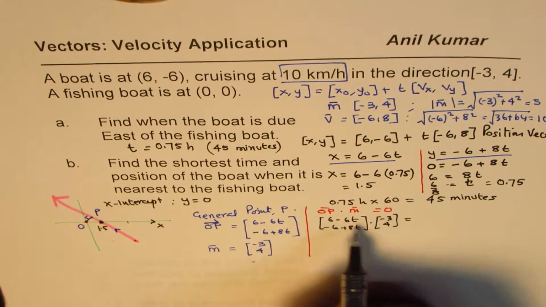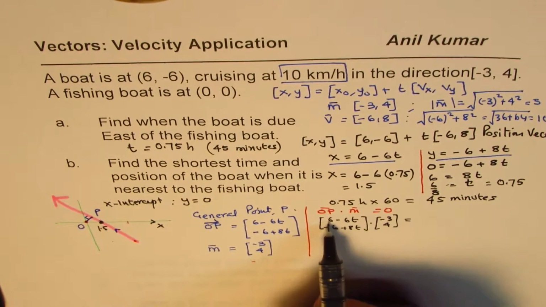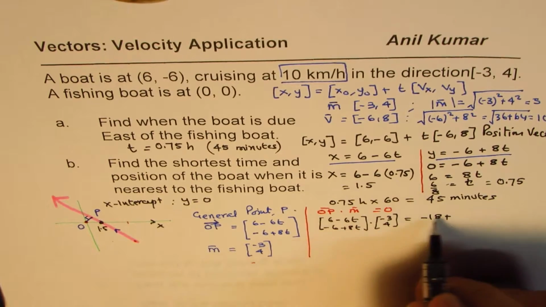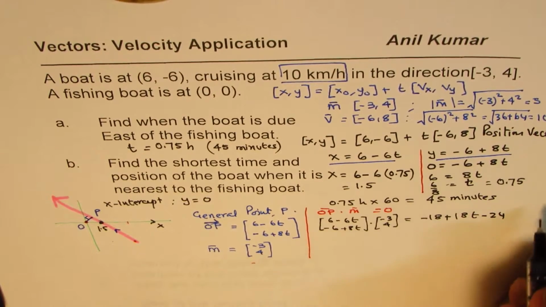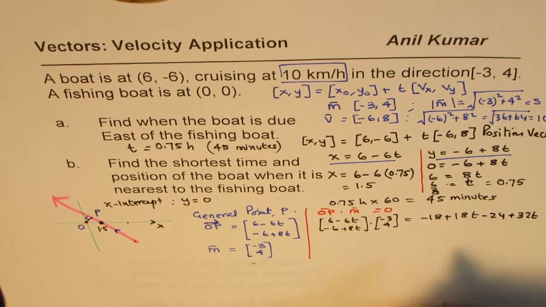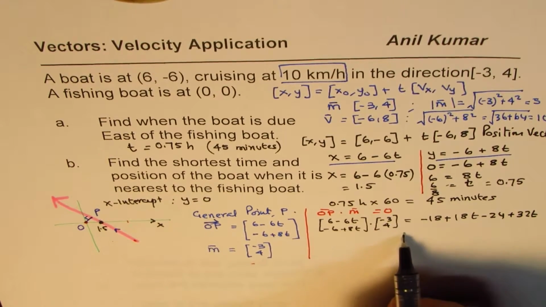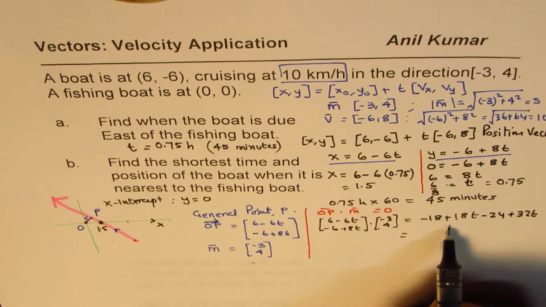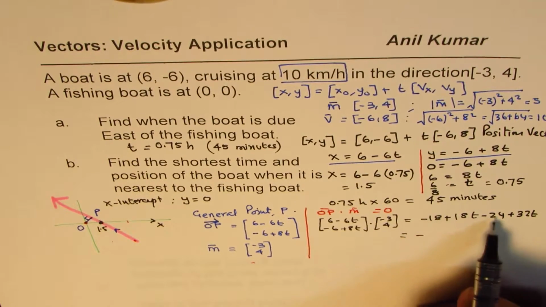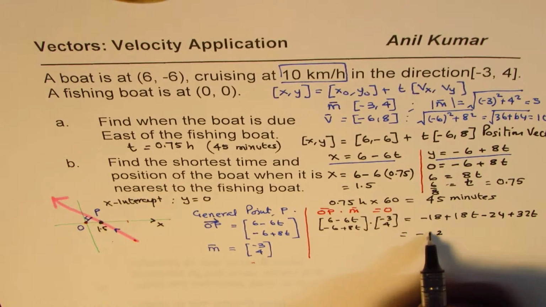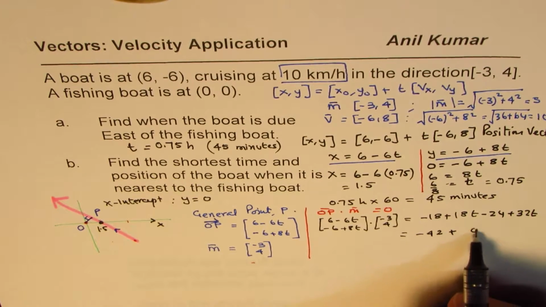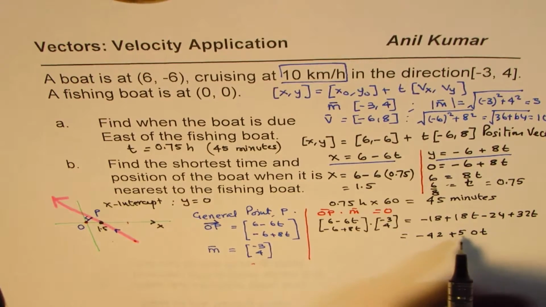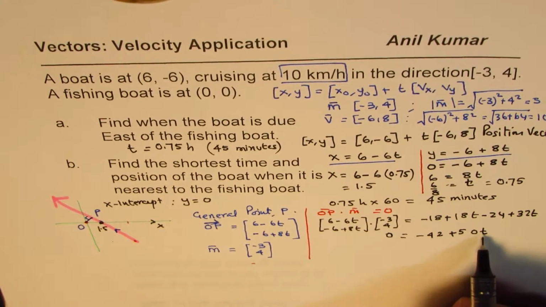That is equal to how much? Let's find this out. Multiplying by minus 3 here, we get minus 18 plus 18t, and with 4, we get minus 24 and plus 32t. Now that should be equal to 0, correct? So let's simplify. Minus 18 minus 24 is minus 42, and plus 18t plus 32t is 50t, correct? So we have minus 42 plus 50t equals 0. So we can find what t is.